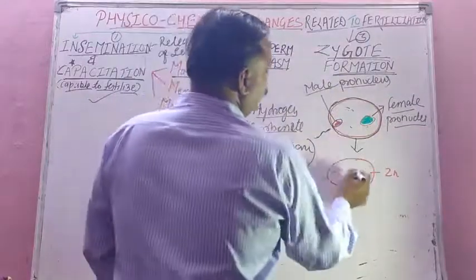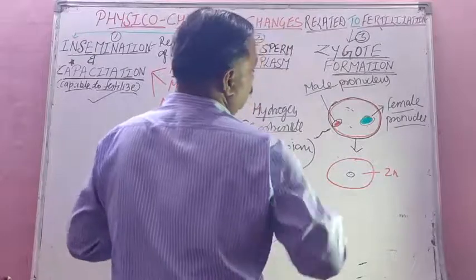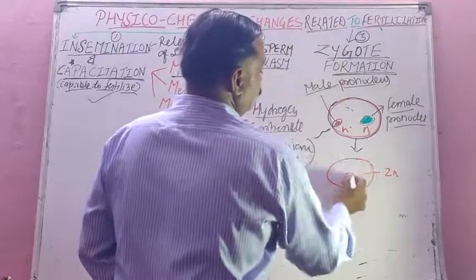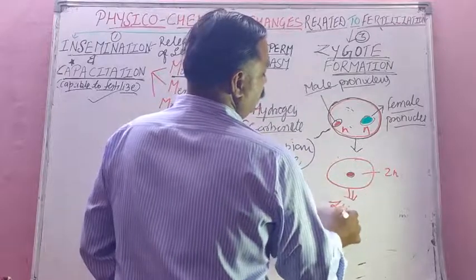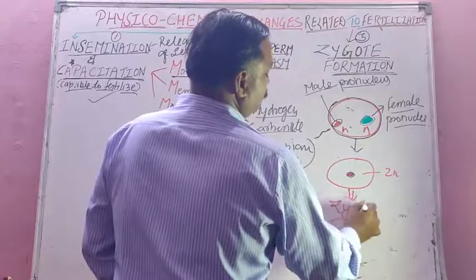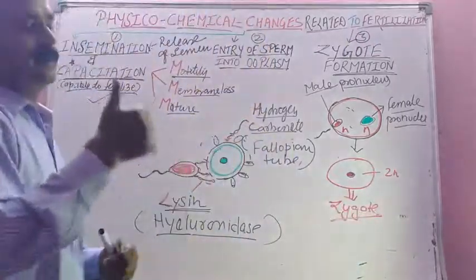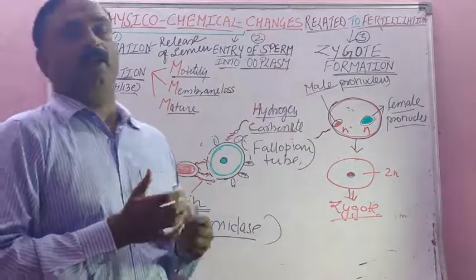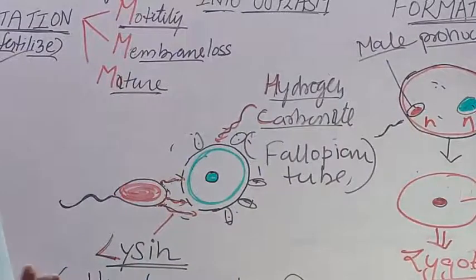And so now these will fuse to form what, student? These are N and N. These will fuse to form 2N, and that is called zygote. So all these things happen during fertilization. What happens, student? Insemination and capacitation, then entry of the sperm in the ooplasm and zygote formation.